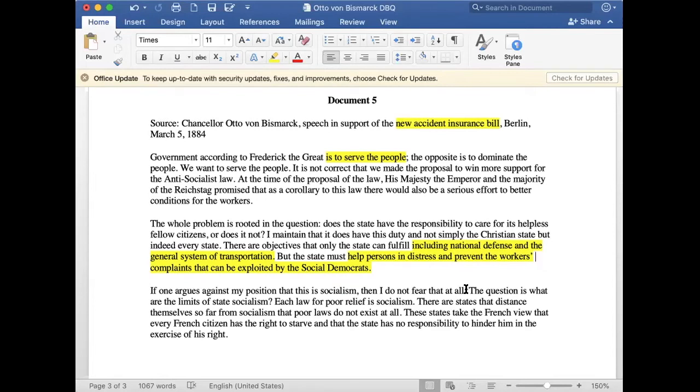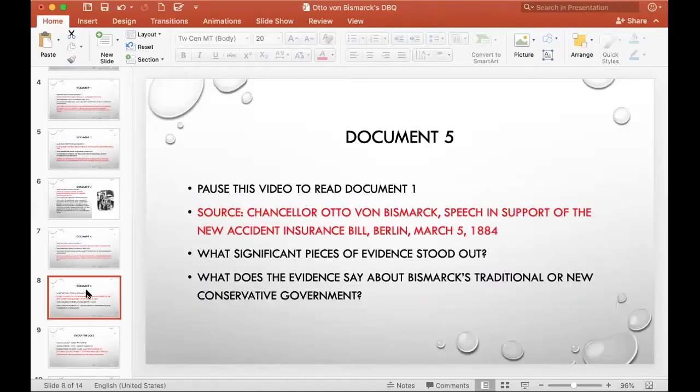So, each law for poor relief is socialism. There are states that distance themselves so far from socialism that poor laws do not exist at all. What he's saying in this last paragraph is that socialism has a bad rap, and he's not afraid to take some socialist measures to help the people. His underlying reason for doing that is that he wants to take power away from the socialist democratic political parties. So that's what he's saying down here. So I go to my outline. I'm going to take notes over what I just wrote. So document 5.